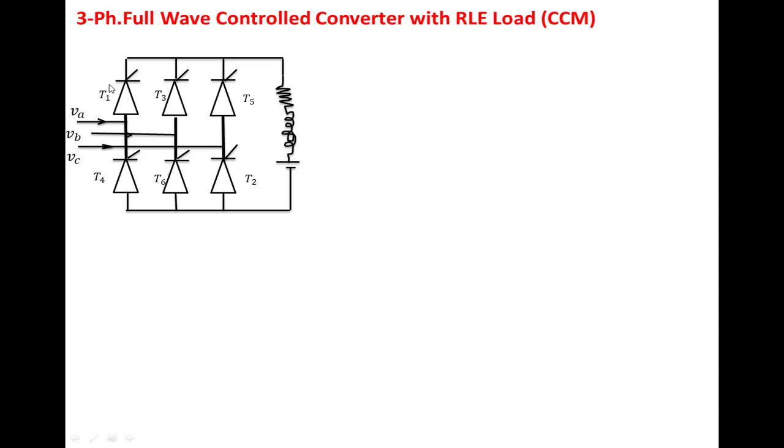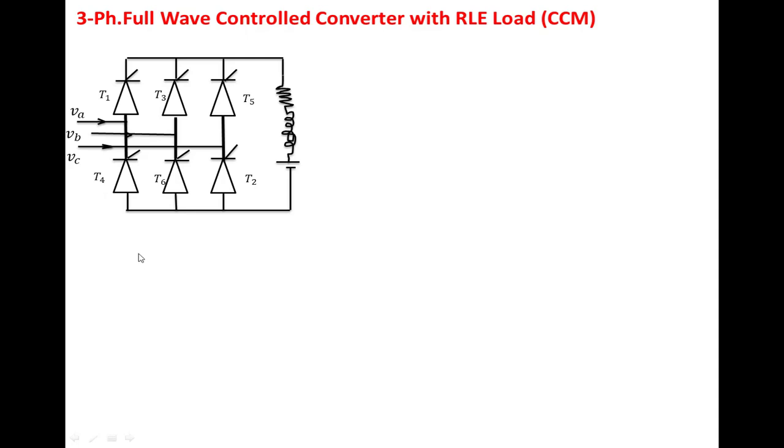We call this a positive group of SCRs because whenever the input voltage is positive, the particular devices are forward biased. These are the negative group of SCRs because whenever the input voltage is negative, the particular devices are forward biased. Next, the odd group: 1, 3, 5 are odd numbers, so we call it the odd group of SCRs. Here 2, 4, 6 are even numbers, so we call it the even group of SCRs.